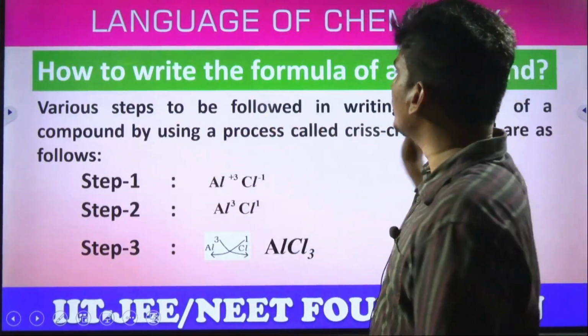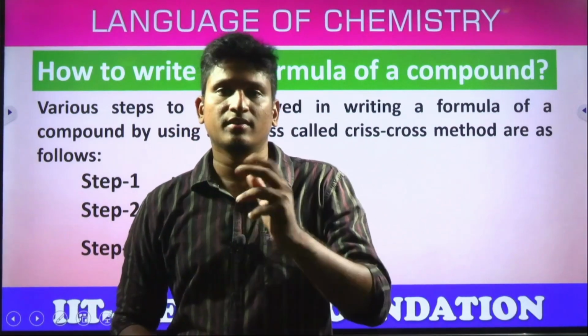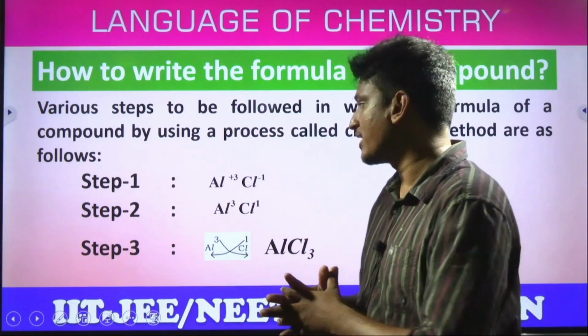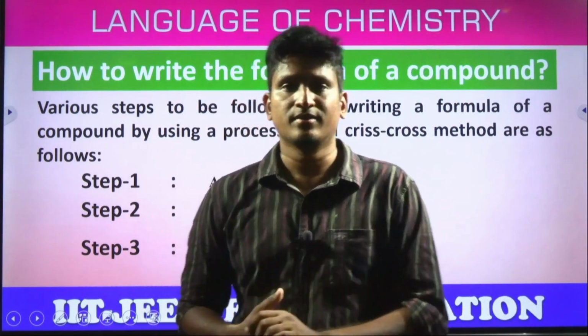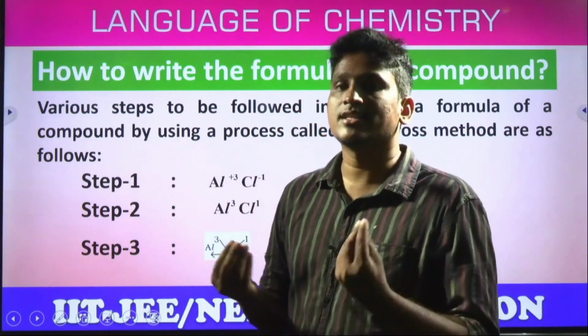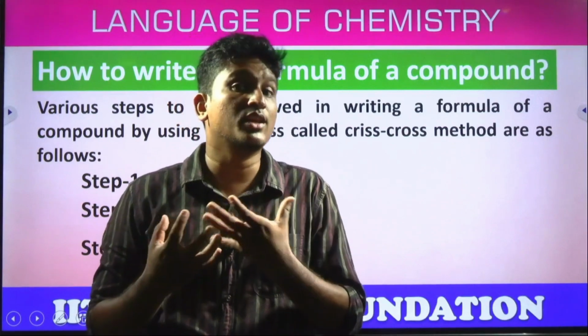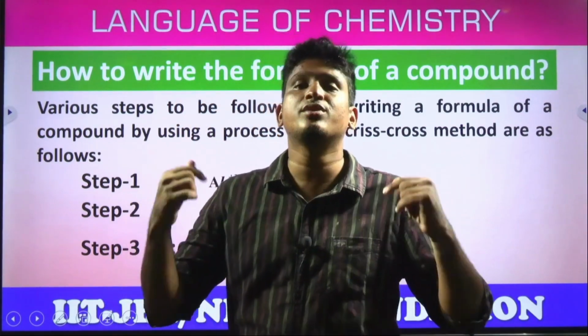So, how to write the formula? We already have discussed the cations and anions, right? The reason why they combine is because, students, cations, what is the charge? Positive. Anions, what is the charge? Negative. These positive and negative charges are the reason why they are highly reactive and ultimately they want to get neutralized. Main point: why are they combining? In order to neutralize the charge.